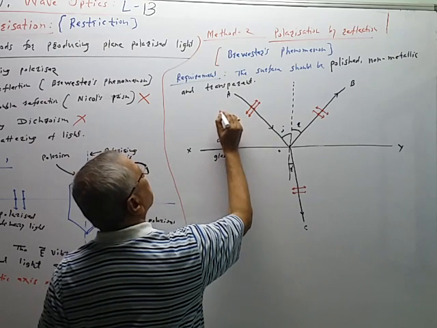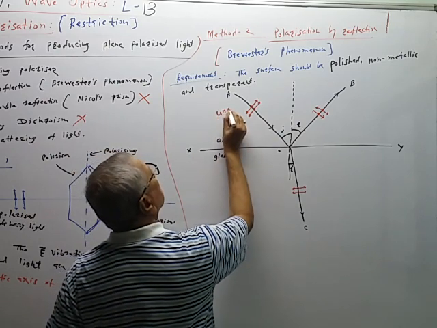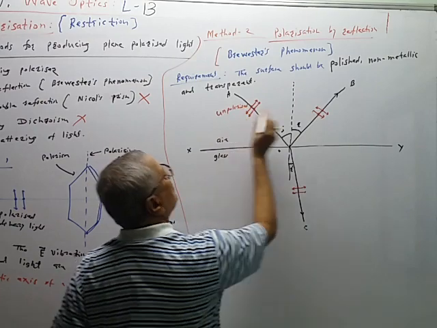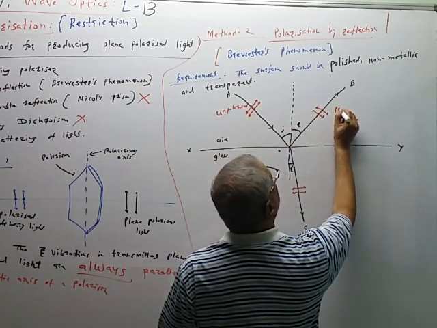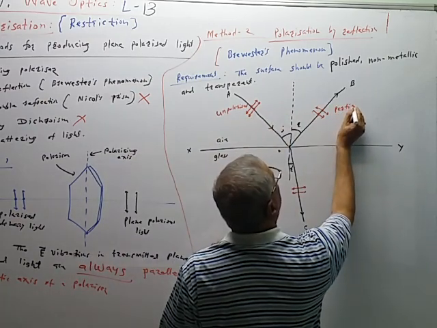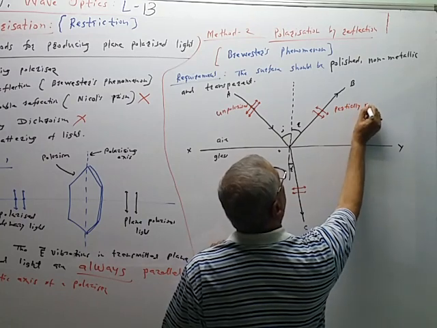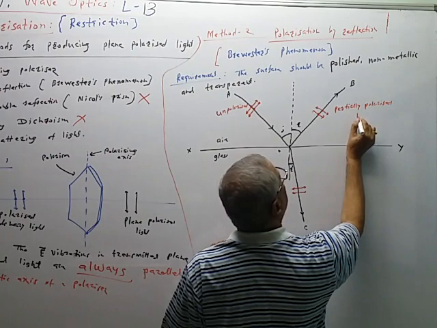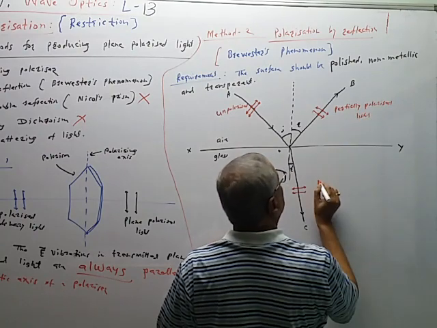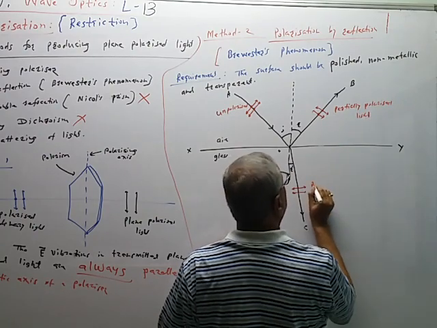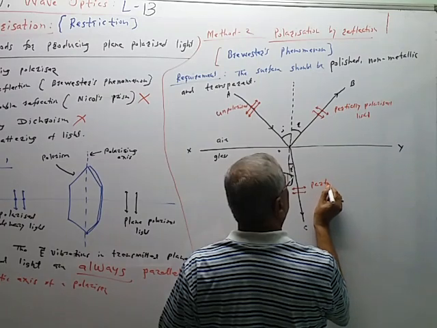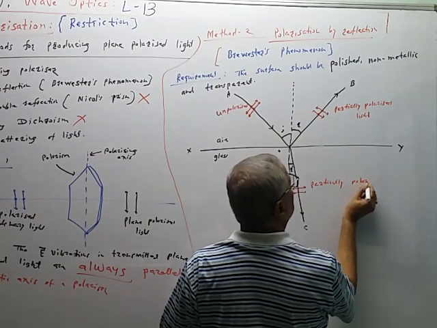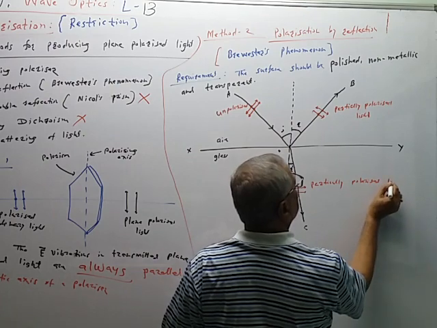Like this: unpolarized, partially polarized light. This is also partially polarized light.